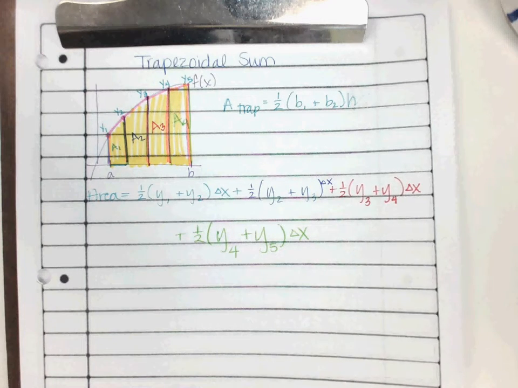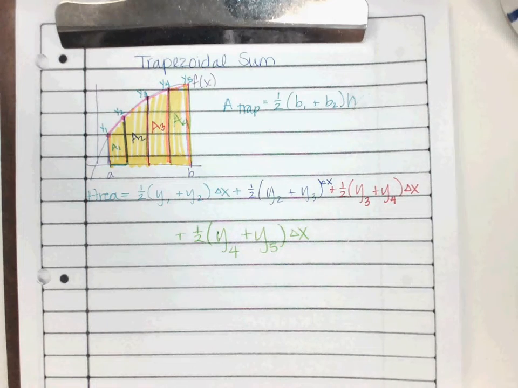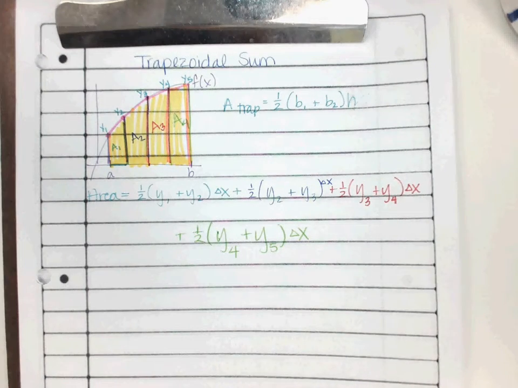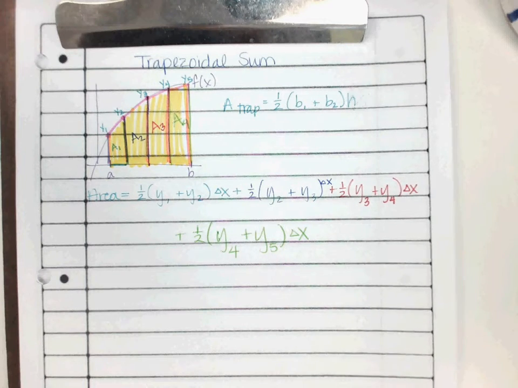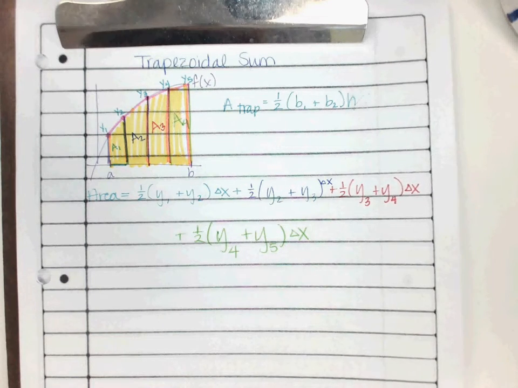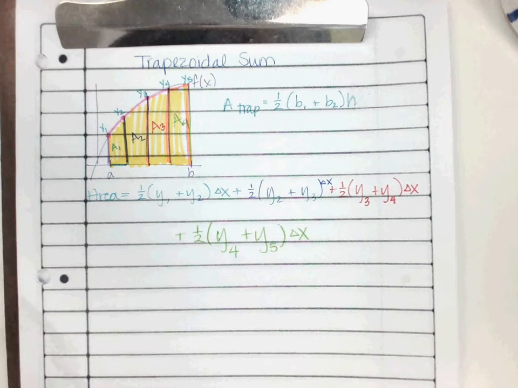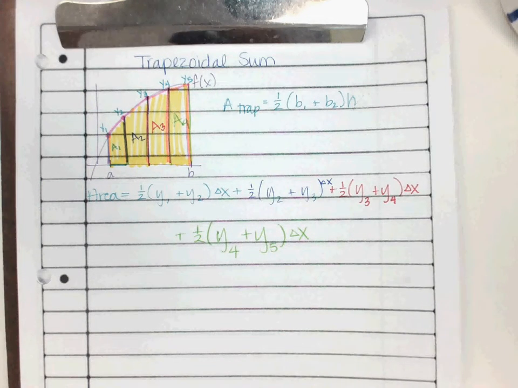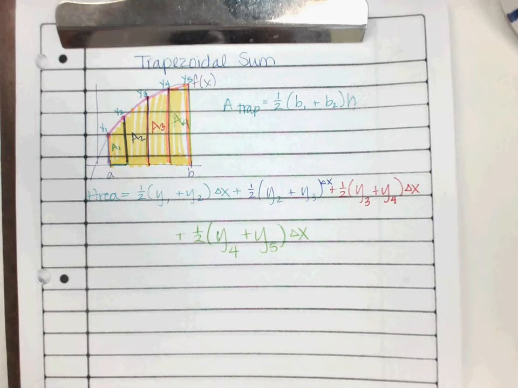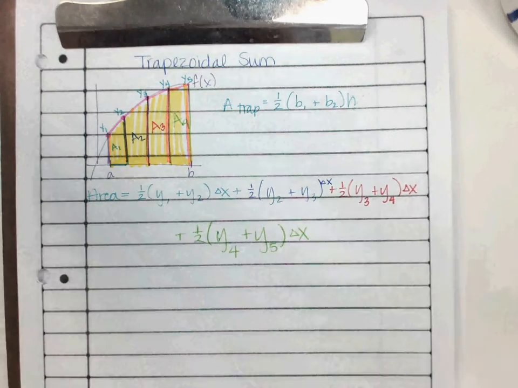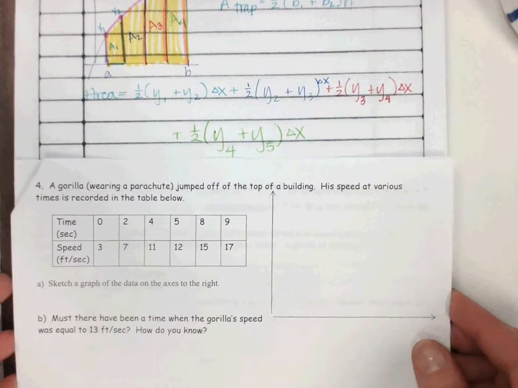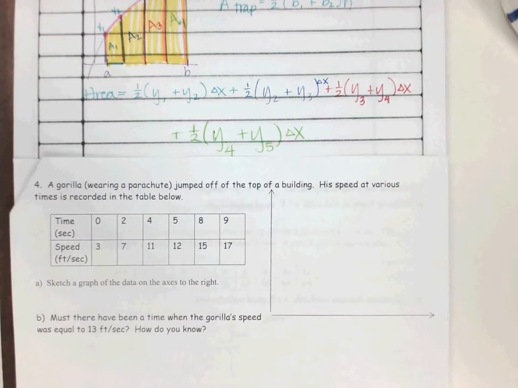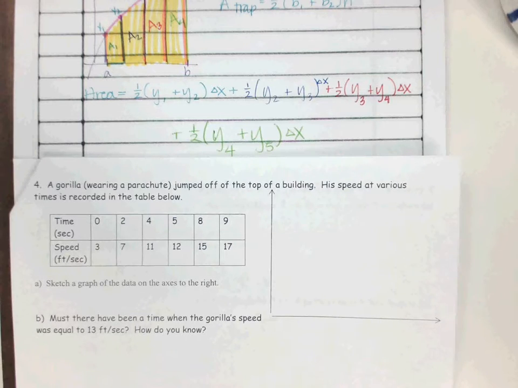Make sense? Okay, so look at your notes for today. We're going to go kind of out of order. First one that we're going to do is number 4, about the gorilla. Okay, it says, a gorilla, wearing a parachute for safety, jumped off a building. His speed at various times is in the table below.